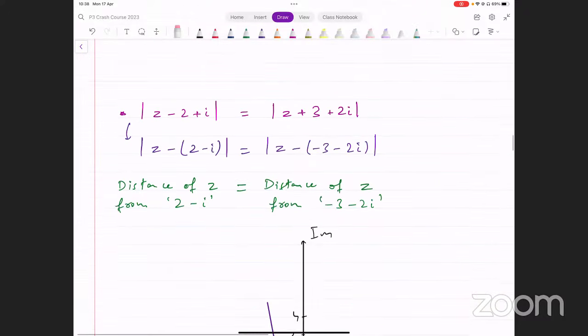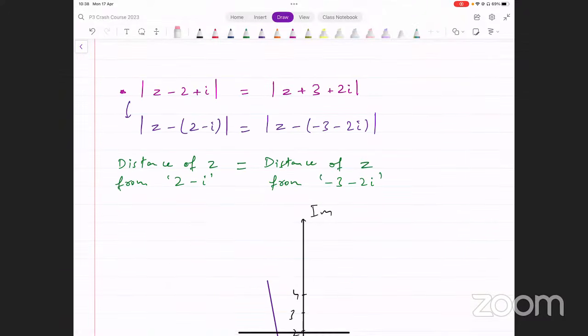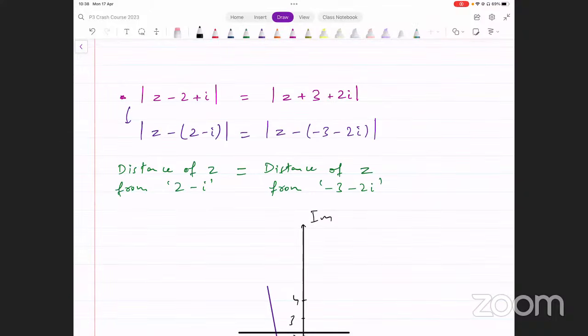But what if you have a form like this in which you have modulus on both sides? How do you interpret this? So this is one example that we did. Modulus of z minus 2 plus iota equals modulus of z plus 3 plus 2 iota. You can't understand this unless you convert it to the standard form first. Okay, so that's what you do. You take minus common here, you might take minus common here so that it converts to the standard form.